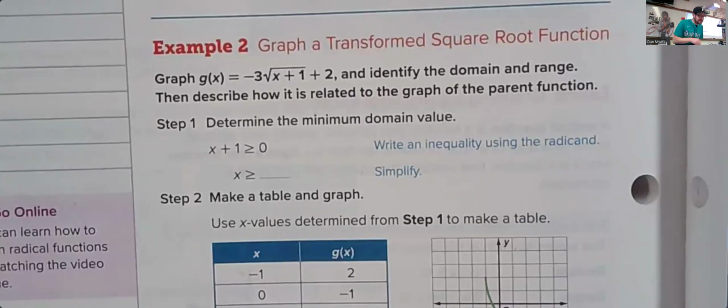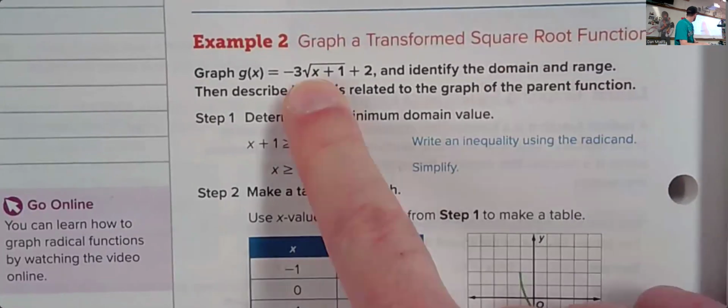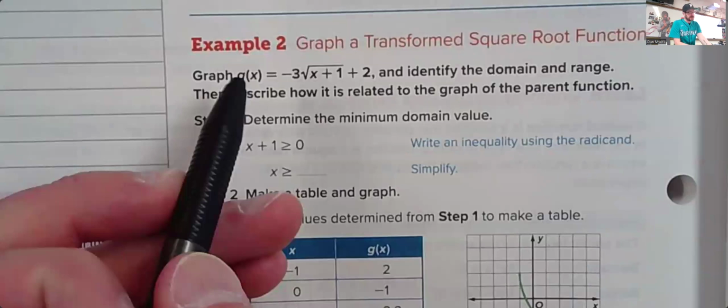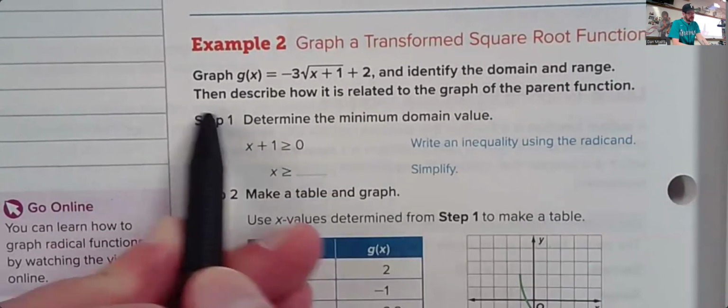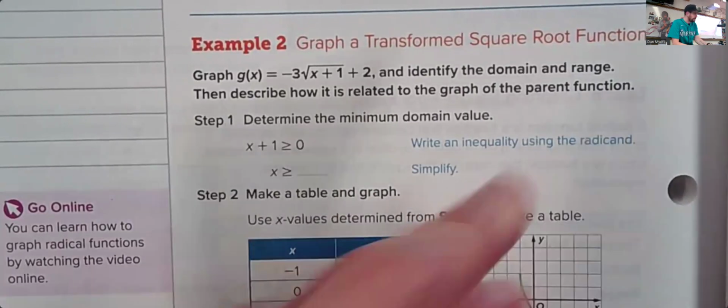So we're going to be graphing a transformation of a square root function here. G of x is equal to -3 times the square root of x plus 1, plus 2. Identify the domain and range. Describe how it's related to the graph of the parent function, which is just square root of x.